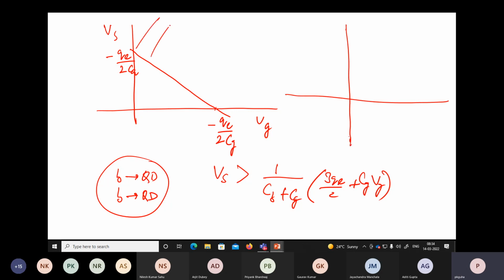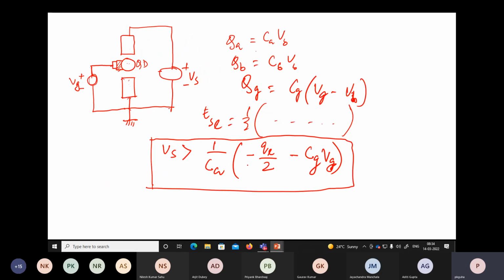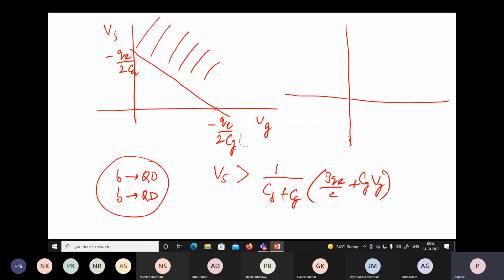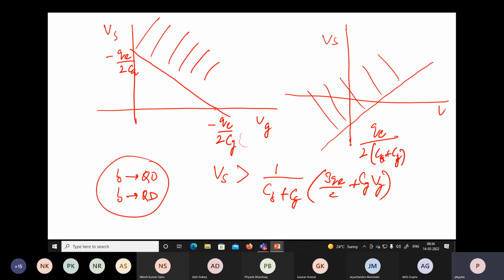so this inequality shows that, I think there must be a Ca term here, there must be a Ca term here, right? You can check this. So again if we plot this inequality, we will get a plot of this sort, where this is QE over 2 times CB plus CG. Here also I am plotting Vs over Vg, and this intersection will be minus QE over 2 CG.